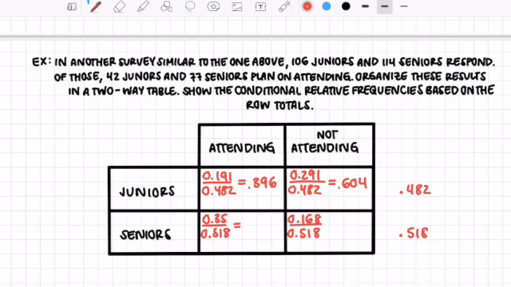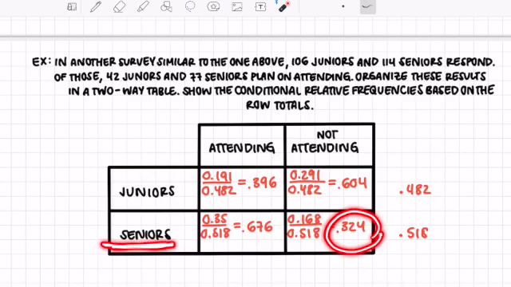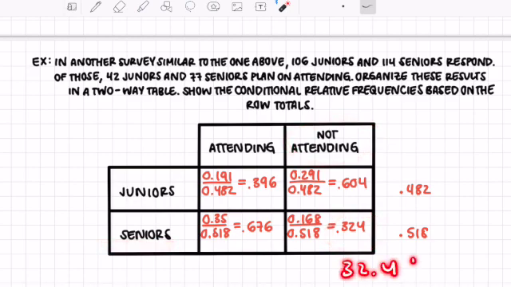Over here we get 0.676, and we get 0.324. Okay, so all this is telling us is that given that the student is a senior, the conditional relative frequency that they are not attending is going to be about 32.4%. And that would be my final table.